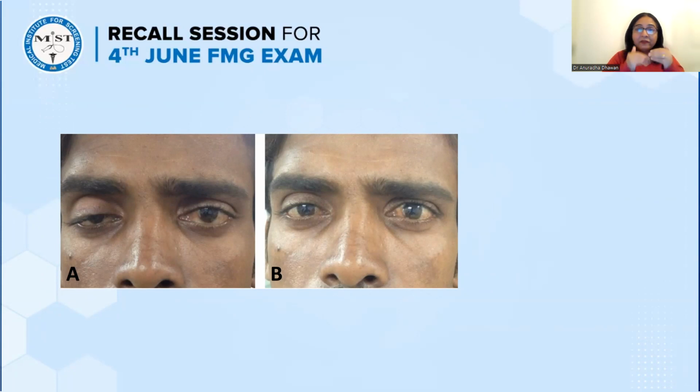In myasthenia gravis, we know there is a deficiency of acetylcholine at the neuromuscular junction. So when you put the ice packs, the availability of acetylcholine increases, and that improves the ptosis. You see this figure: A is the ptosis before putting the ice pack, and B is after putting the ice packs. Another test done in myasthenia gravis is the Tensilon test or neostigmine test: when you give neostigmine, the ptosis improves because acetylcholine availability improves.